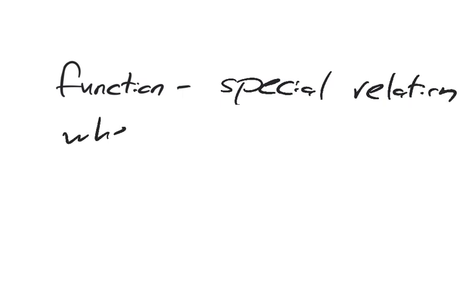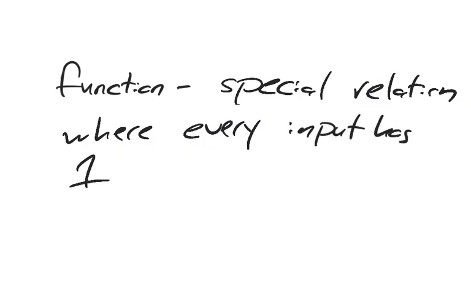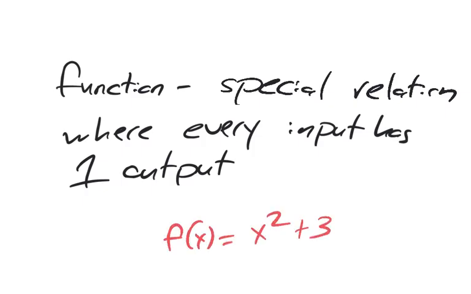A special relation where every input has one output. Every x maps exactly to one y. And so, for example, if I had the function f of x equals x squared plus 3.